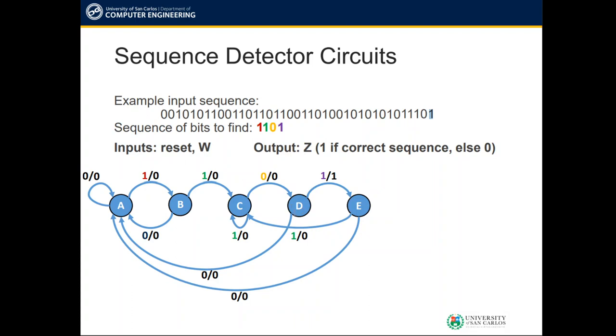For state D, if the input is 0, it goes back to state A. That's because the input is now 1, 1, 0, 0, which is equivalent to this scenario here. In this case, it is no longer the same as your sequence bits. That's why I move it back to state A.